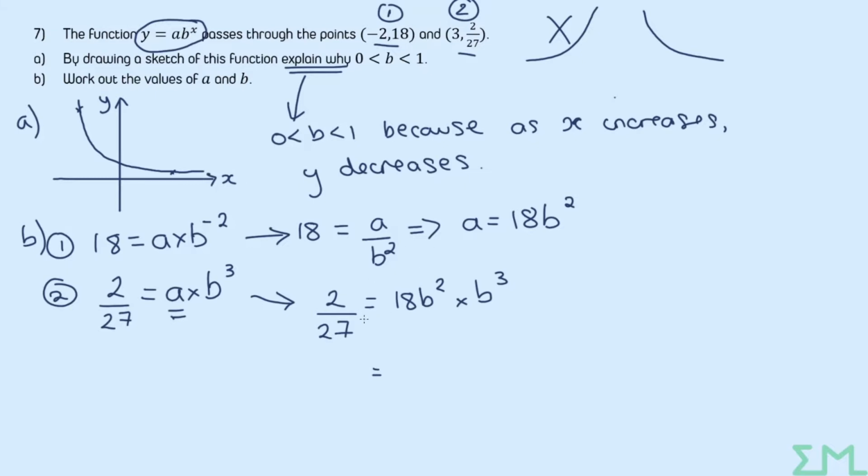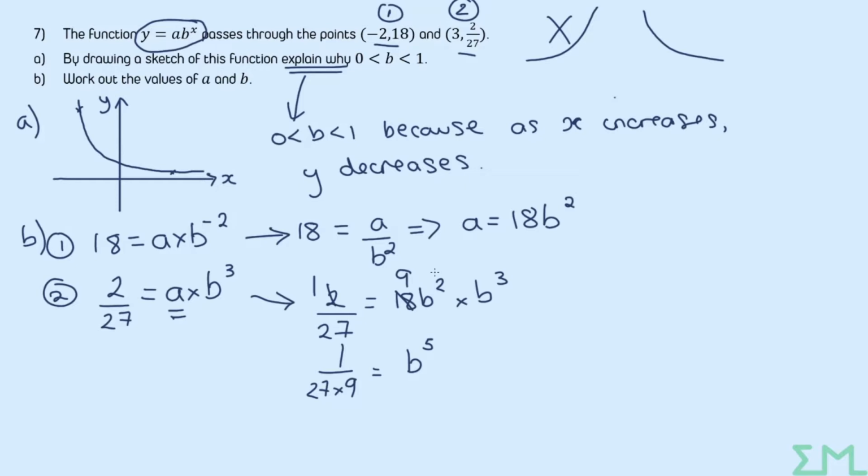So looking here, what can we do? We can cancel the 2 and the 18 down to 1 and 9. And then we're going to need to bring that 9 down. We're going to have a b to the 5 left over here from the b squared and the b cubed. And we're going to have a 1 over 27 times 9.